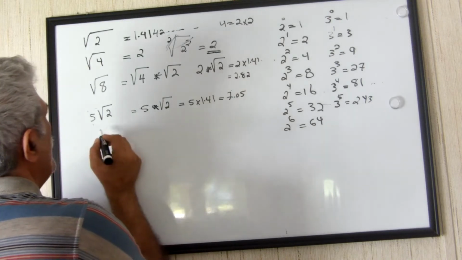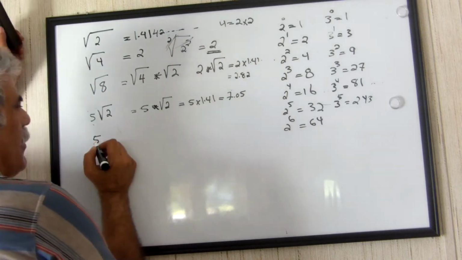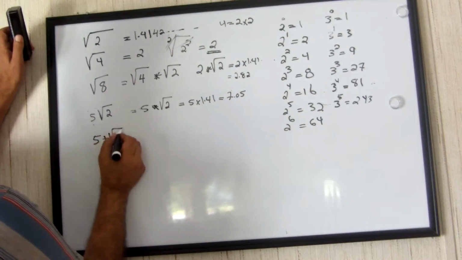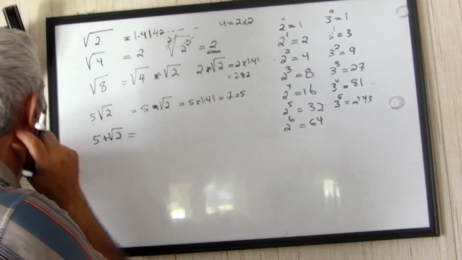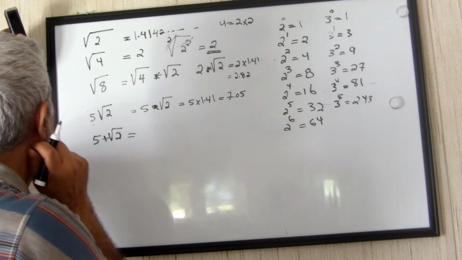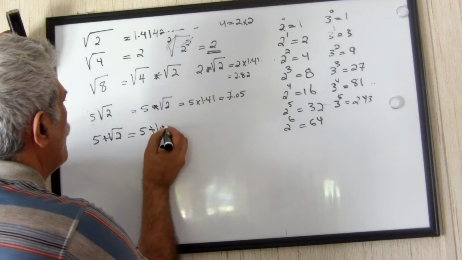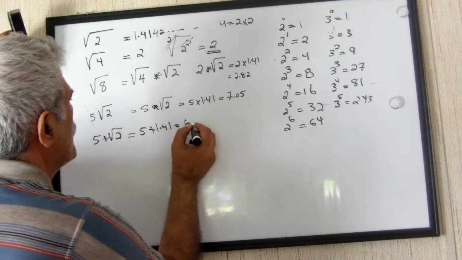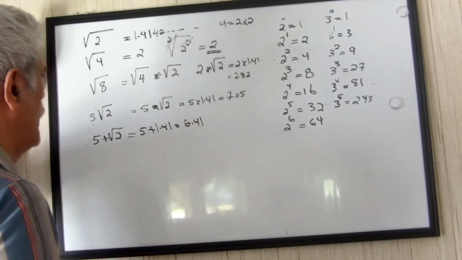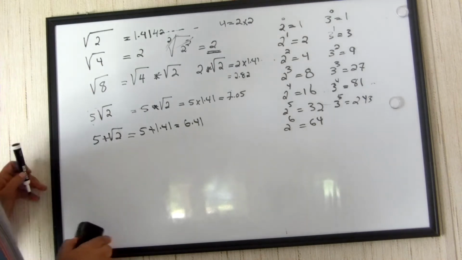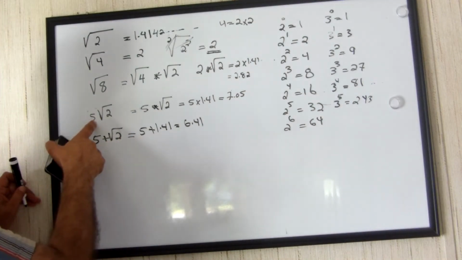But if this one is 5 plus the square root of 2, this has a different meaning and a different result. It means 5 plus 1.41 is equal to 6.41. So you write that this is multiplication.